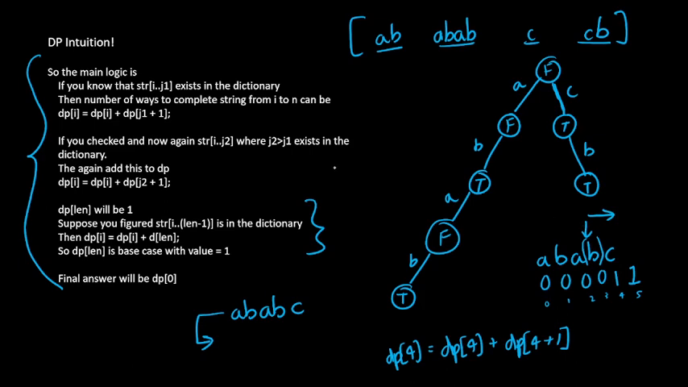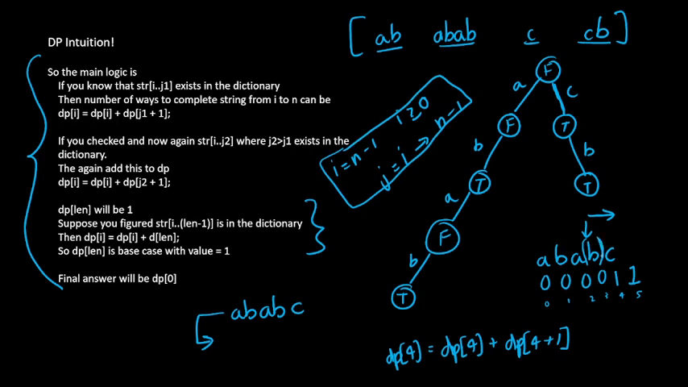So basically, iterating i will be from n minus 1 to i greater than or equal to 0, and then j would be from i till n minus 1. This is how the loop we are running. This is the loop from i to n, and then we are checking from i to n minus 1.